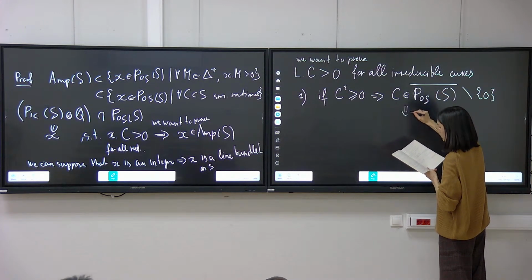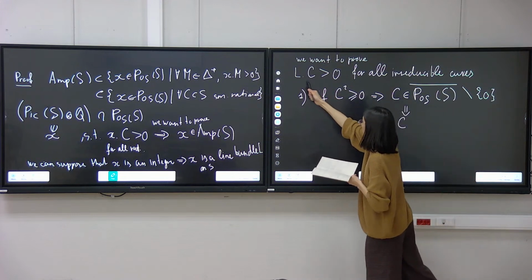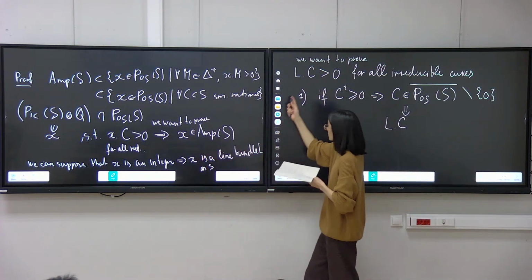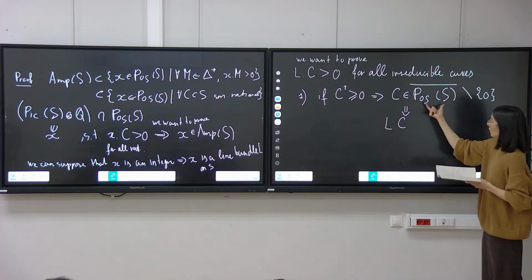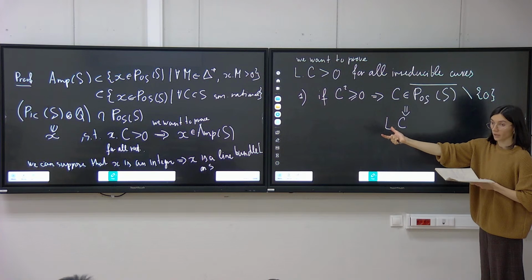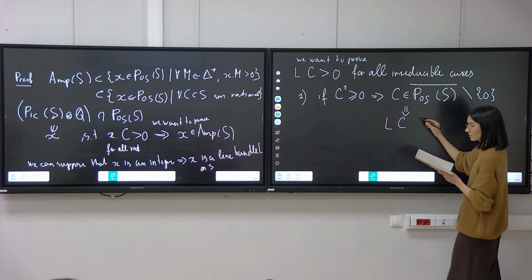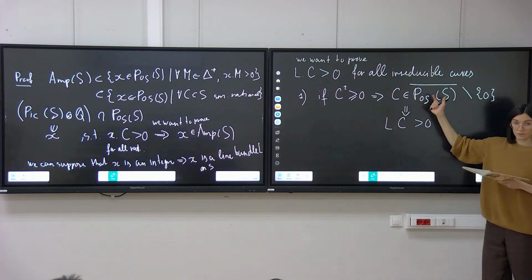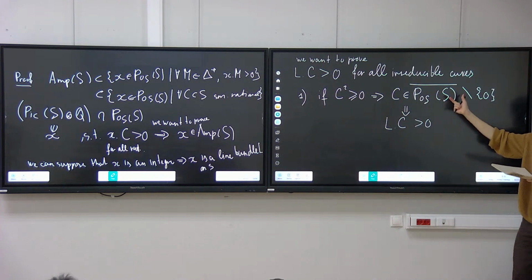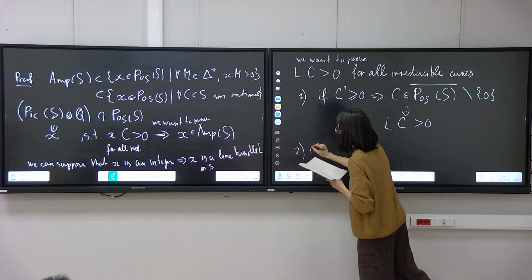But this means that since L lives in the positive cone, we know this, right? By our assumption. We have already proved before in our lemma that this is positive, because they live in the same component that have positive intersection.